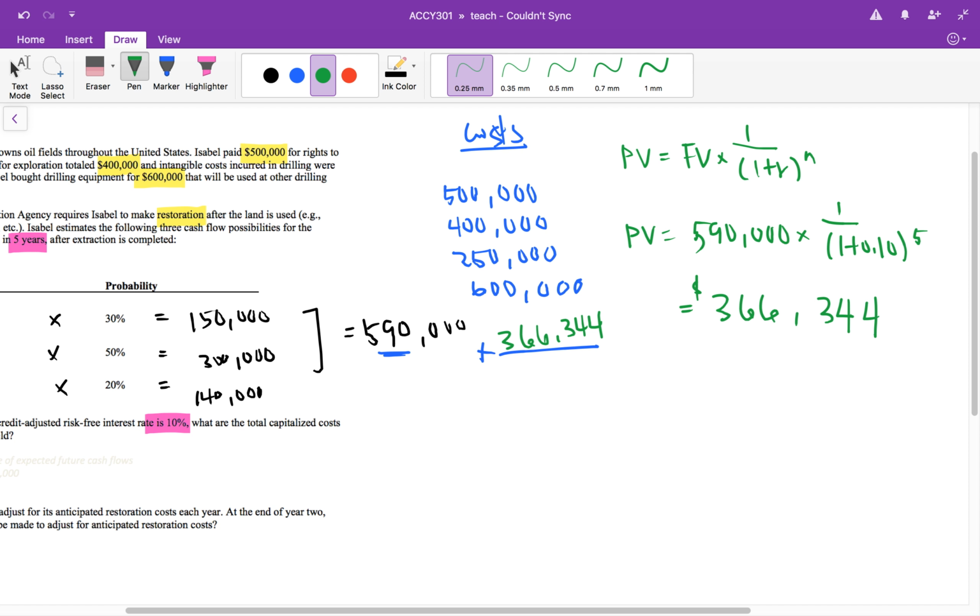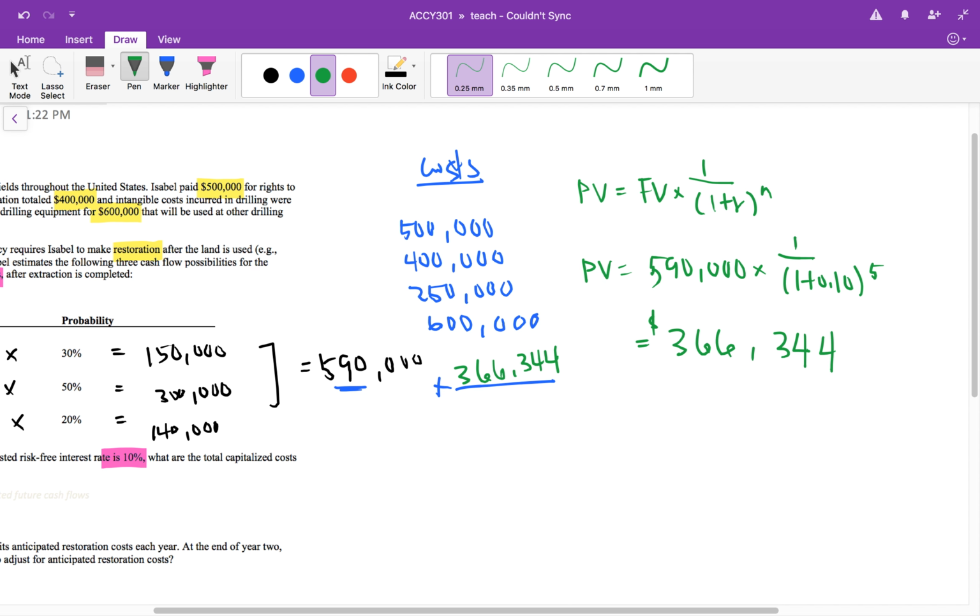And to find out the total capitalized costs, you would add on 500,000 plus 400,000 plus 250 plus 600. First, we're going to figure out that these add together to 1.75 million, plus our restoration costs gives us 2,116,344. So that's our total capitalized costs.